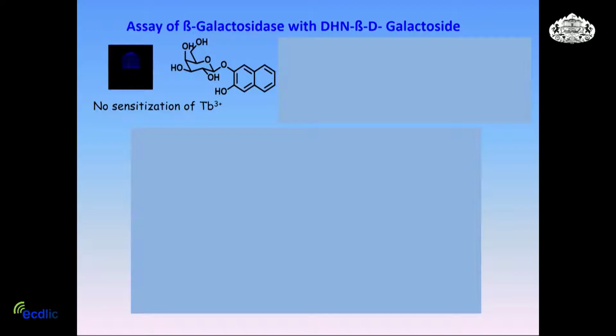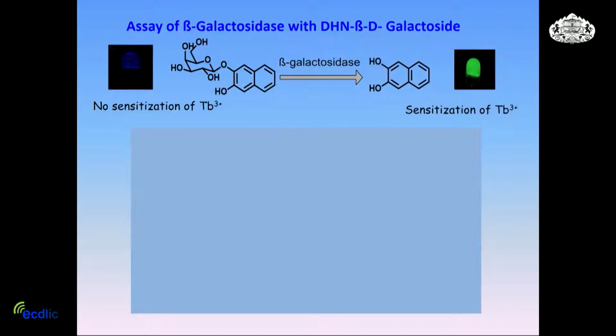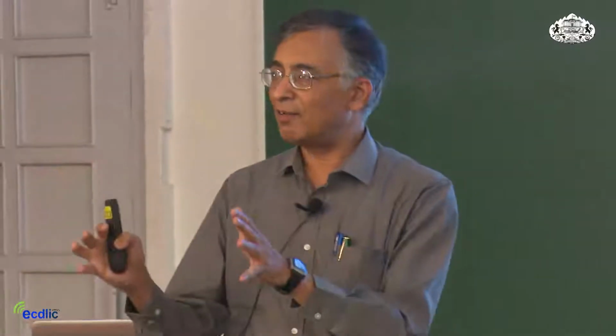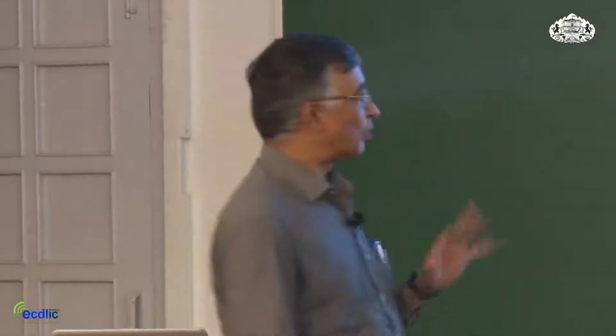So this is the galactosidase derivative that we prepared, and as you can see, it is not sensitizing, the gel is not showing any emission. But we add the enzyme and immediately it starts to become green. And these are pictures taken using a readily available 365 nanometer UV lamp, no high tech device needed for this, at least to get a yes no answer. So, we thought that is interesting.